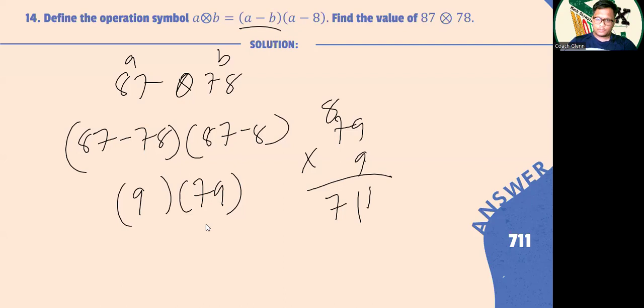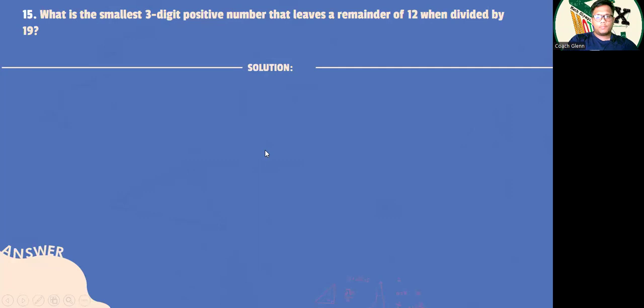Okay, let's proceed to the next problem. What is the smallest three-digit positive number that leaves a remainder of 12 when divided by 9? Okay. So all we need to do here is first, we find the smallest three-digit number that we can multiply to 12. Okay, so let's do trial and error. So we start with 12 times 10 because that's the easiest. So that's 120. Okay. How about 12 times 9?